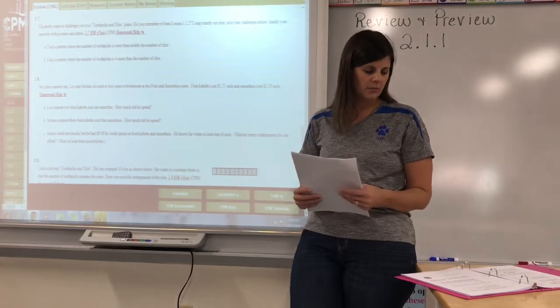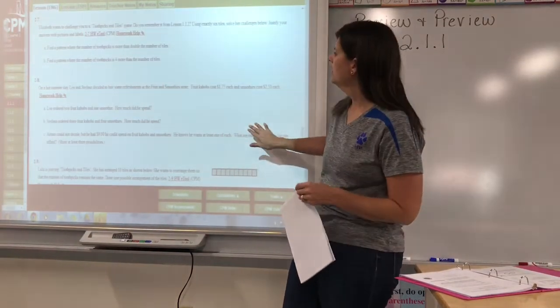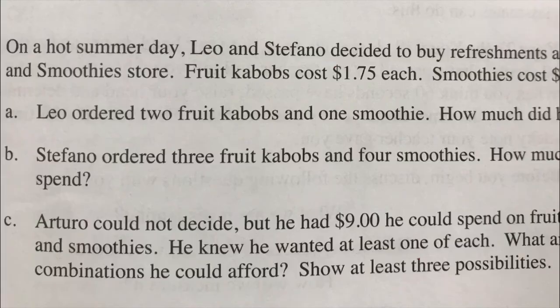For question 8, we've got some refreshments at the smoothie store. There are fruit kebabs and then there are smoothies. $1.75 for the kebabs, $2.50 for the smoothies. And part A and B give you an example. They order this many of this, what's their total cost? So you've got to find out what they spent total for A and B based on what's described.